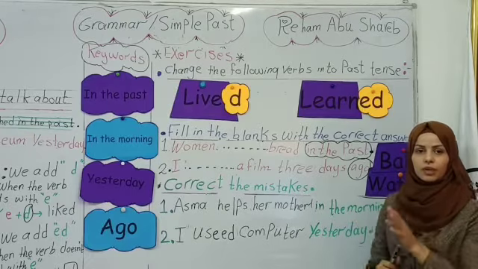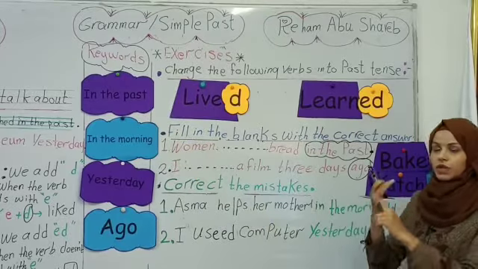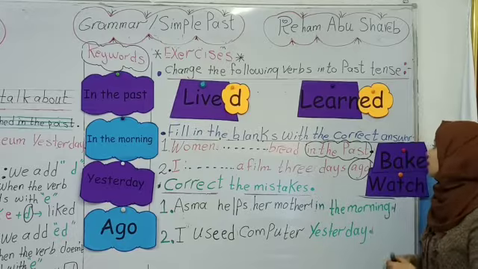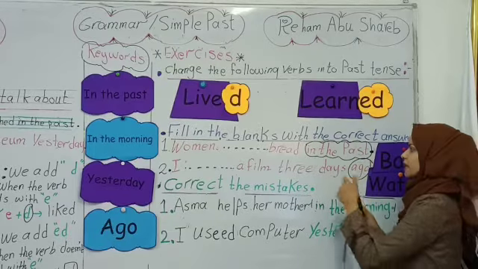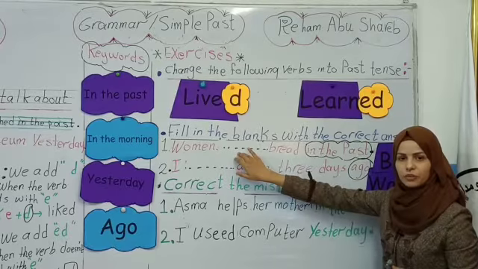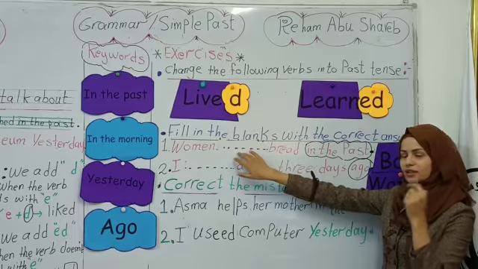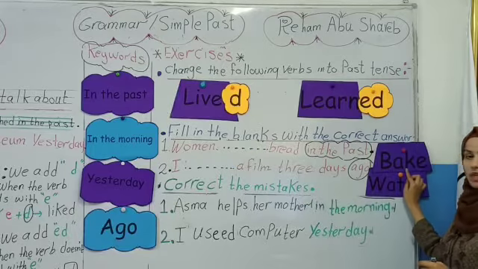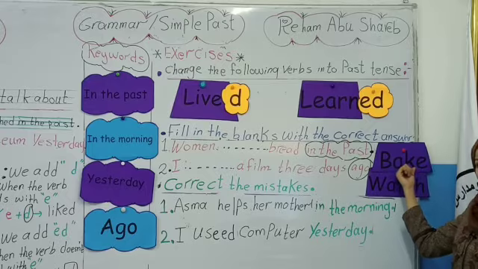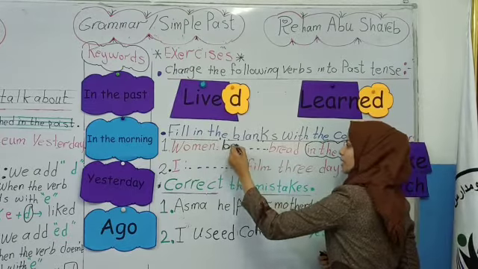The first thing I have to look for is the key word, so that I know which tense to use: present, continuous, or past. Excellent student. In the past is the key word. So I have to put the verb in the second form. Good. So it becomes bake, meaning to bake. It becomes baked. I add only D because it ends with E. So it's baked.